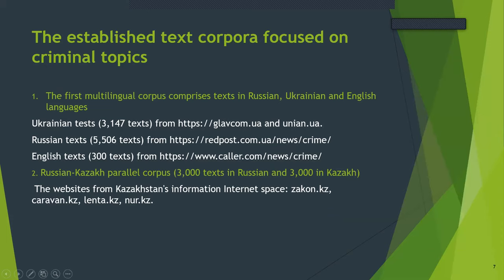The first multilingual corpus that we use comprises texts in Russian, Ukrainian, and English languages. The second multilingual corpus that we use in our study is the parallel Russian-Kazakh corpus that has been developing for more than 3 years, and now it consists of texts from the Kazakh news websites for the period of 2018-2020, and at the moment its volume is 3,000 texts in Russian and 3,000 texts in Kazakh.